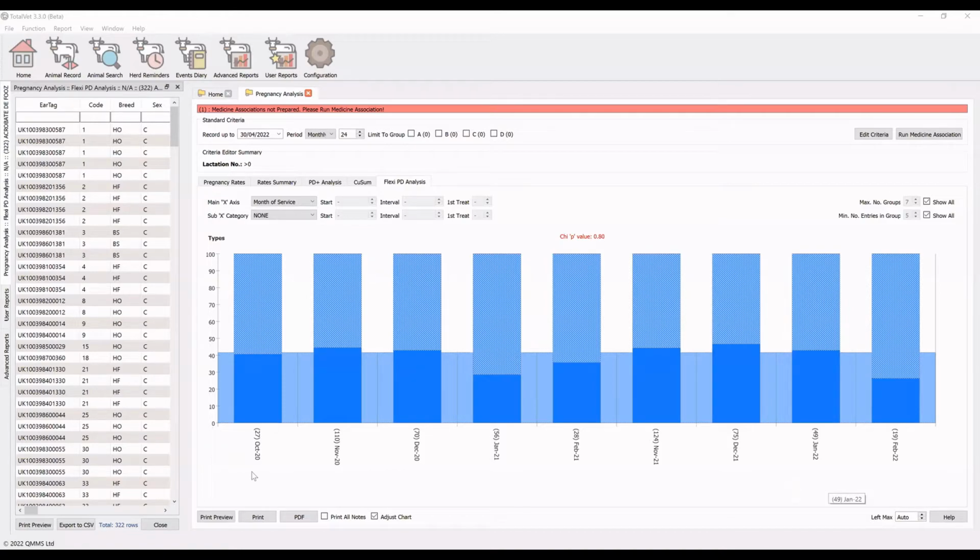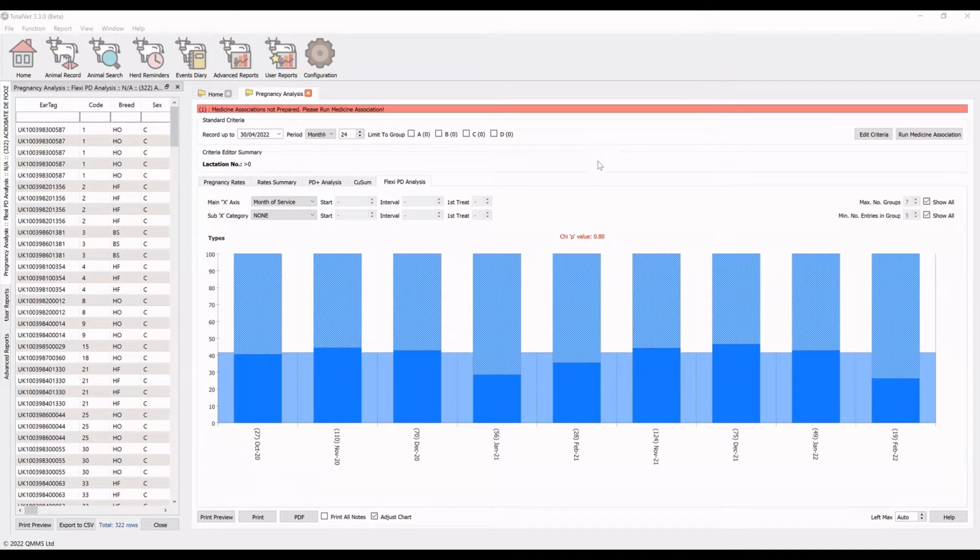In this case, our conception rate appears to be higher at the start, in the first 2 months of the breeding season, dropping off towards the last month of the breeding season, and that seems to have occurred in both 2021 and 2022. The chi-squared analysis indicates that this is not a significant relationship, and so this might be due to chance.